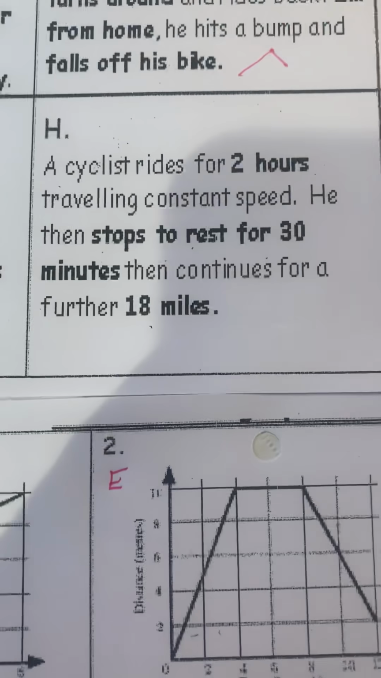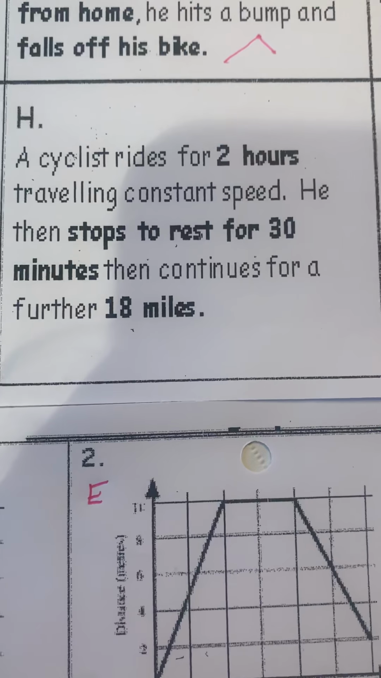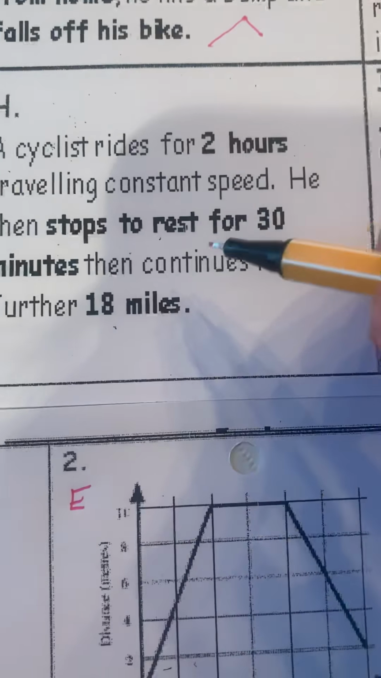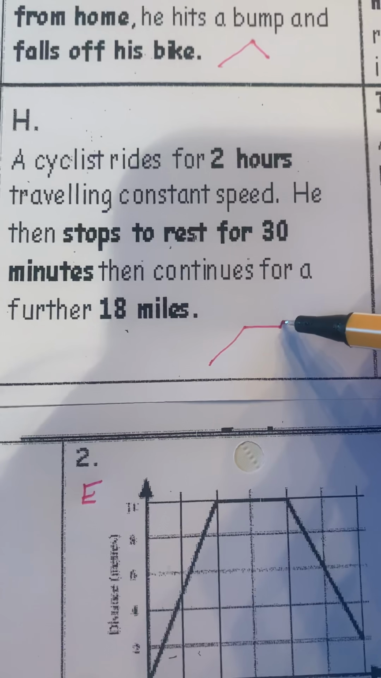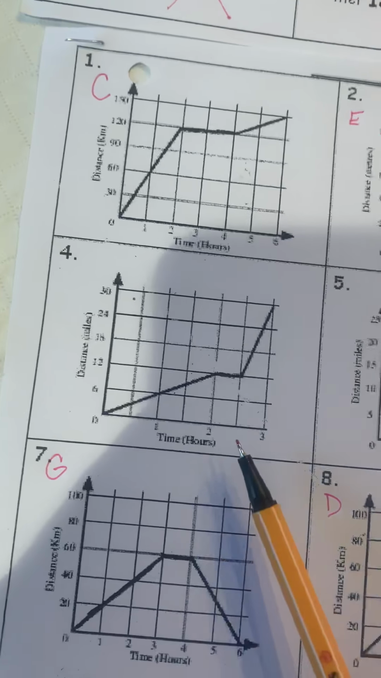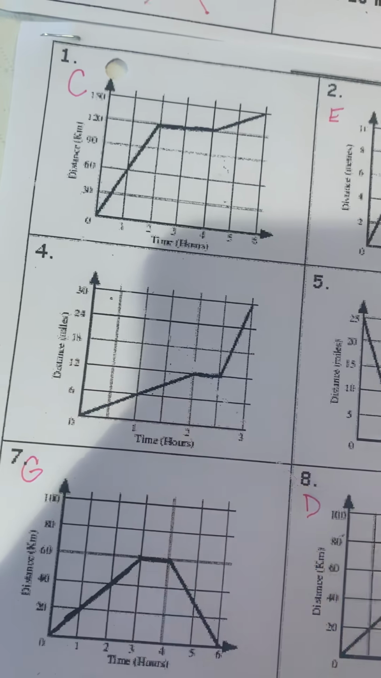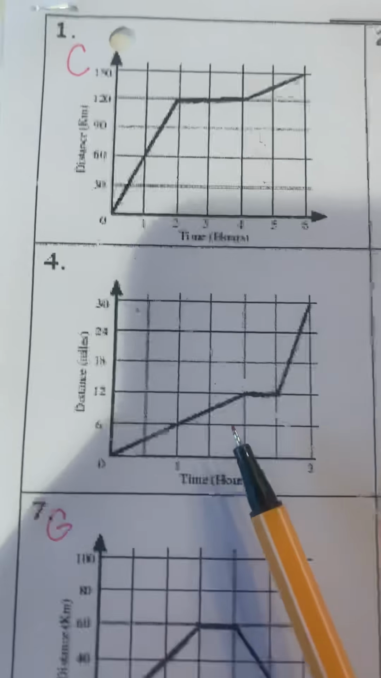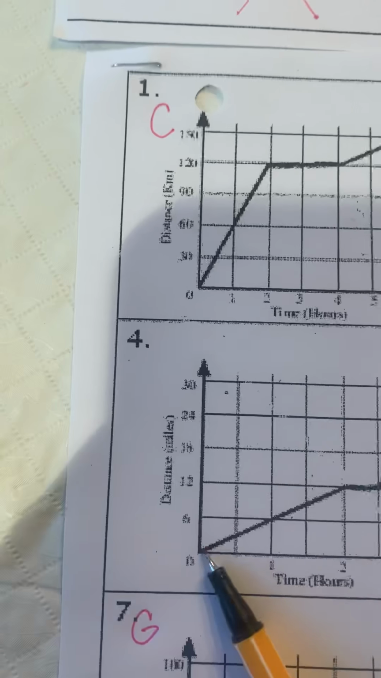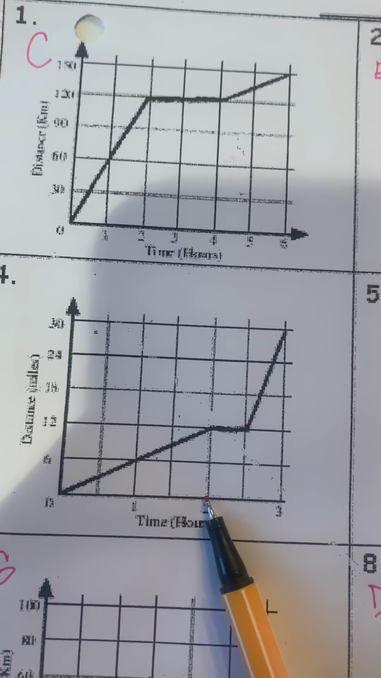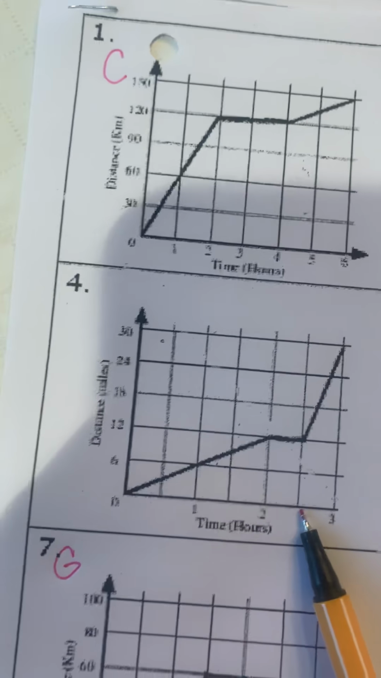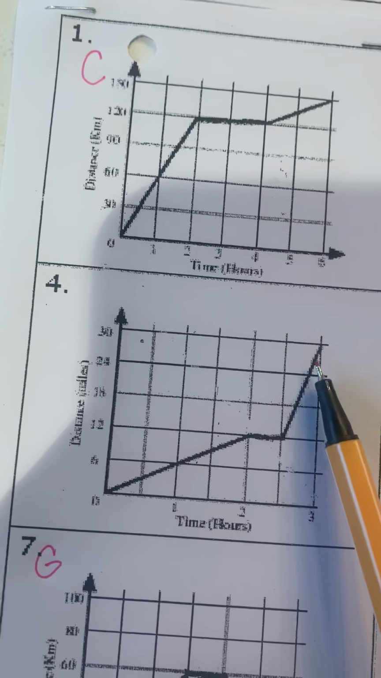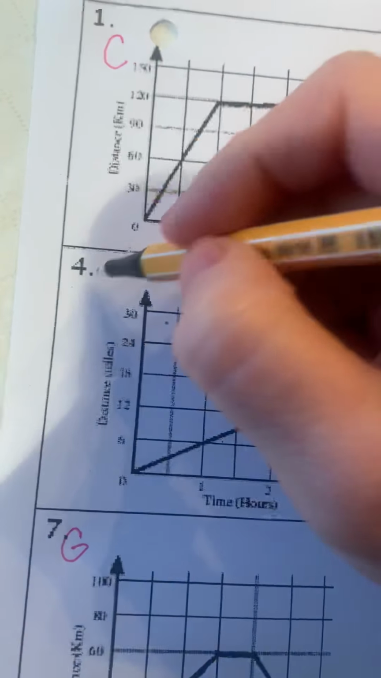And then we have H. A cyclist rides for 2 hours, traveling at constant speed. He then stops for 30 minutes and then continues for another 18 miles. So it could be 4. That's really the only one it could be. So let's just double check that that's right. So travels for 2 hours. He then stops for 30 minutes and then goes for another 18 miles. So this is H.